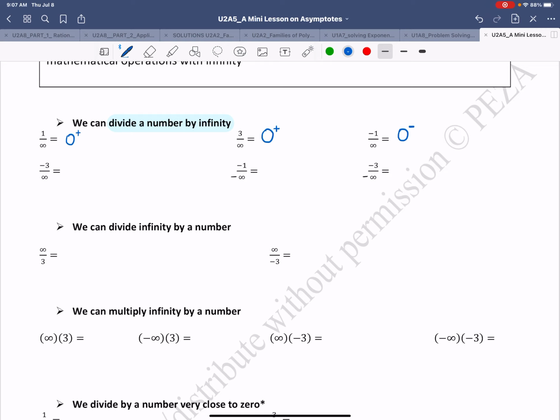So negative 3 divided by infinity, doesn't matter how big or small this number becomes when compared to infinity, is still 0. The sign will be negative because when it comes to the signs in division and multiplication, their role remains the same. Negative 1 divided by negative infinity, again, will be 0. It will be 0 plus because two negatives will give a positive. Same idea applies to negative 3 over negative infinity. So the two negatives will make a positive, right? And this will be the same as 3 over infinity or 0 plus.